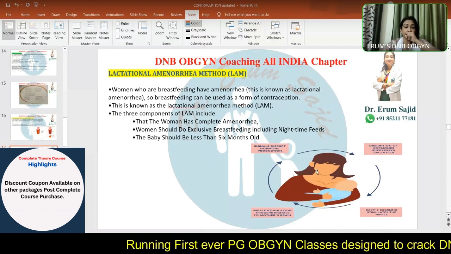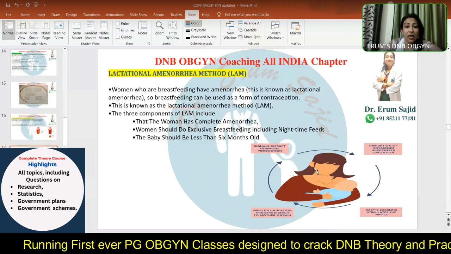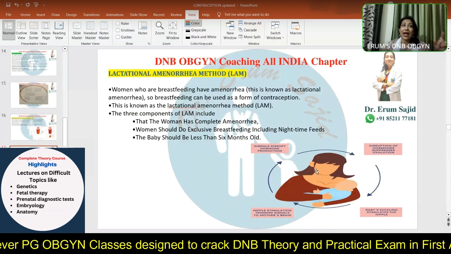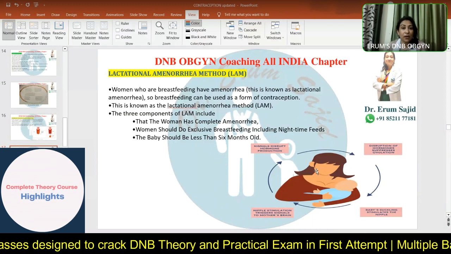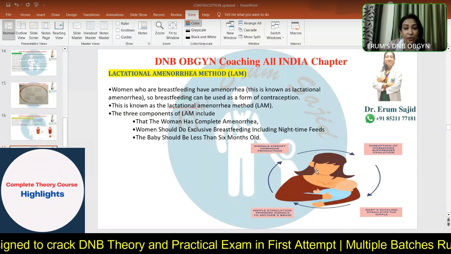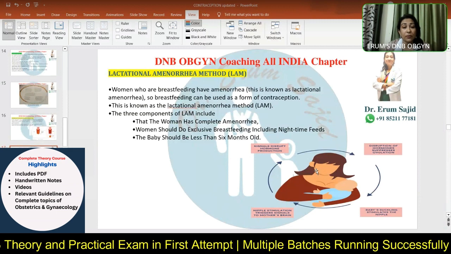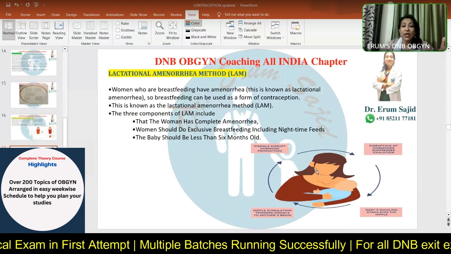Now, there are certain important components, okay? First of all, the patient has to have complete amenorrhea. It's not that, oh, I had a period 2 months back and I'm not having it again. Maybe I'll have it next month. That's not lactational amenorrhea. You never had a period after giving birth. Okay, so it has to be a complete amenorrhea.